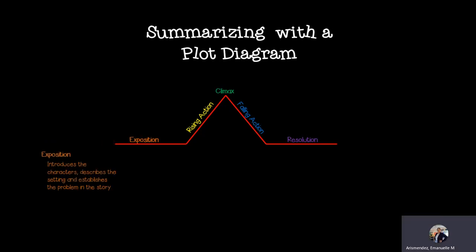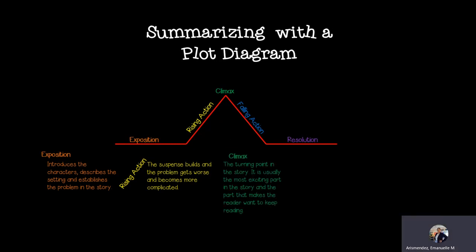So first, the exposition introduces the characters, describes the setting, and establishes the problem in the story. Rising action is when the suspense builds and the problem gets worse and becomes more complicated. The climax is the turning point in the story. It's usually the most exciting part and the part that makes the reader want to keep reading.